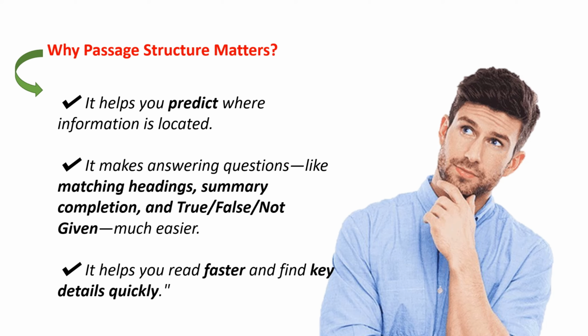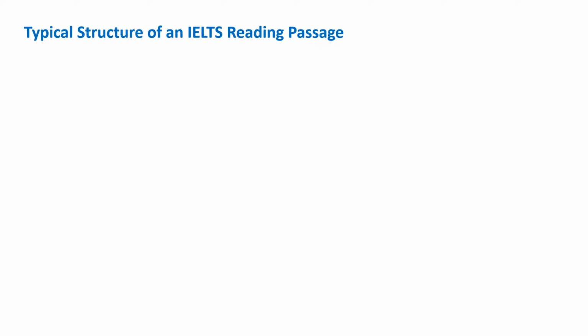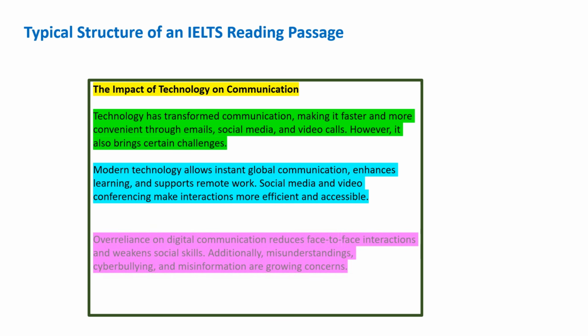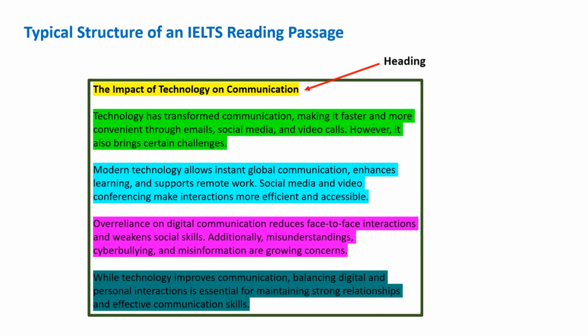Now, the typical structure of an IELTS reading passage. Most IELTS reading passages follow a logical structure similar to articles or essays. Here's what you need to look for. Number 1, heading. A heading is a title at the top of a passage, section, or paragraph. It gives you an idea of the main topic of the text. In IELTS, you may need to match headings to paragraphs in matching headings questions. For example, a passage about space exploration might have the heading, The Future of Space Travel.